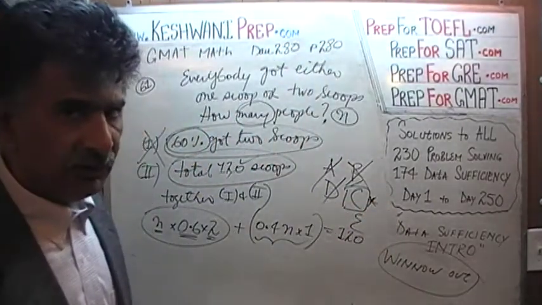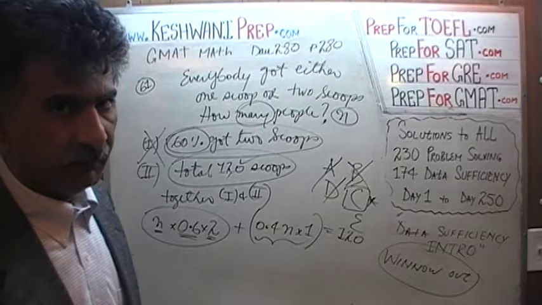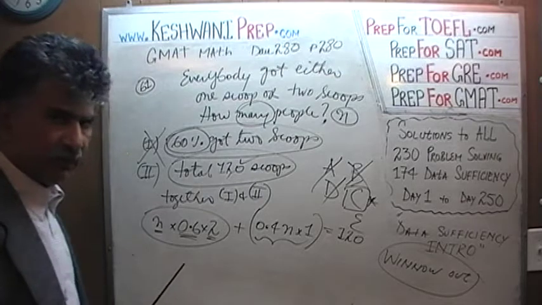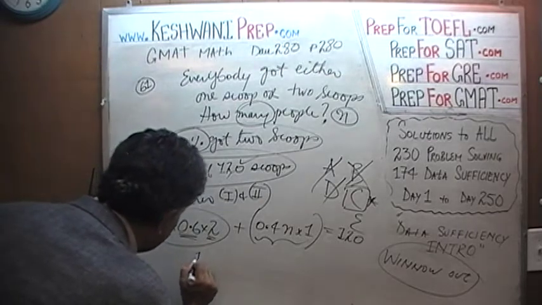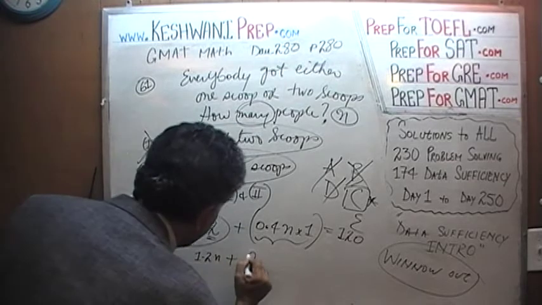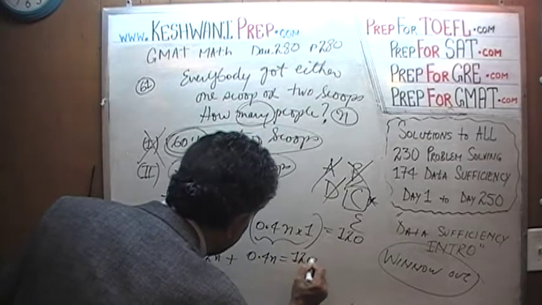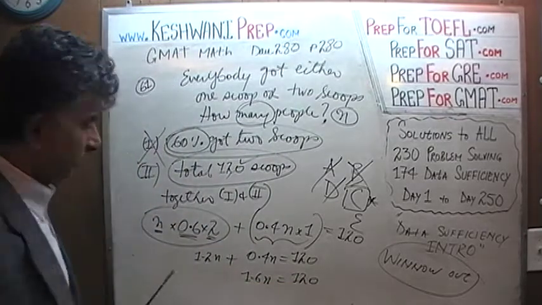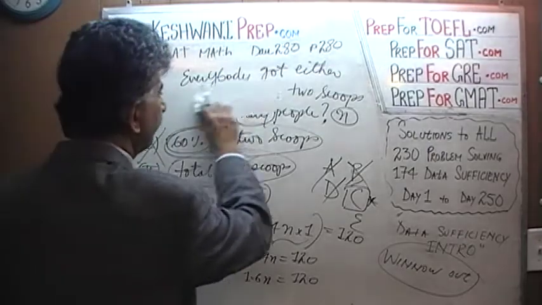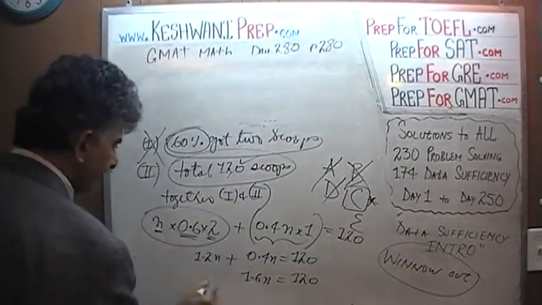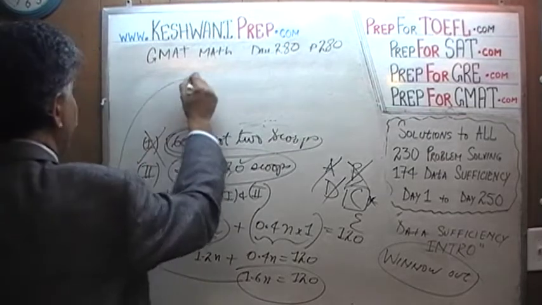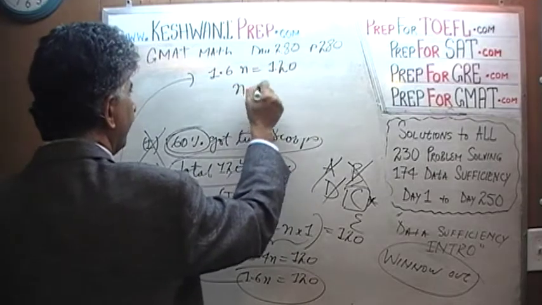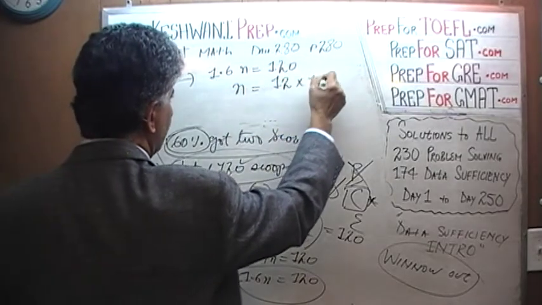Now what we're about to do is actually a sheer waste of time. This is not something we will do in the real exam. We're going to take a couple of seconds for learning purposes to solve it. 2 times 0.6 is 1.2. So 1.2n plus 0.4n equals 120, which is the same as 1.6n equals 120. I need the room, so let's continue on the top. 1.6n equals 120, which is the same as n equals 120 over 1.6. I'm going to write this.